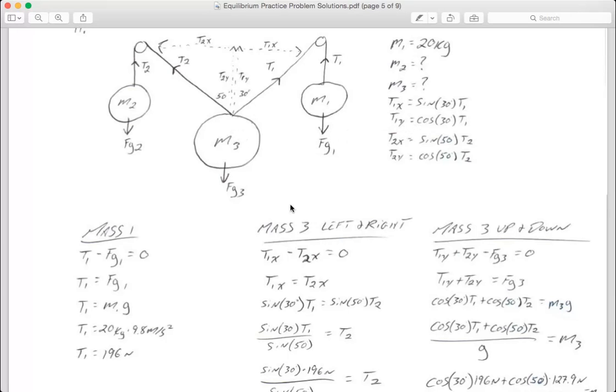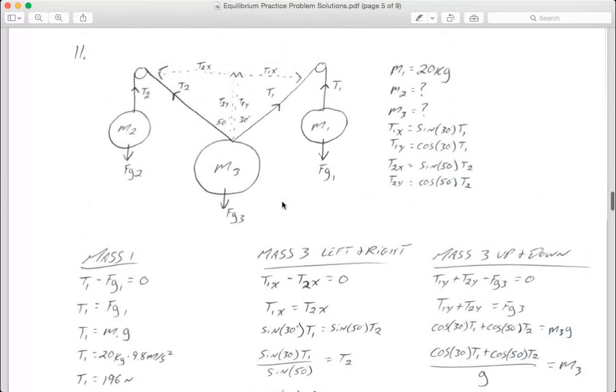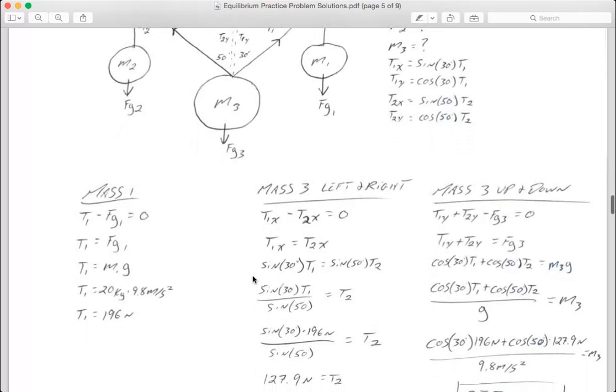But let's take a look if I add up my left and right stuff on that middle center mass number 3. Well, what pulls to the right on this? The only thing that pulls to the right is T1 in the x. Is there anything that pulls to the left? Yes, that's T2 in the x. My right stuff minus my left stuff equals 0, or my right stuff equals my left stuff. T1 in the x has to equal T2 in the x. Otherwise, it would pull either left or right. But they're even. It's a game of tug of war where they are tied.